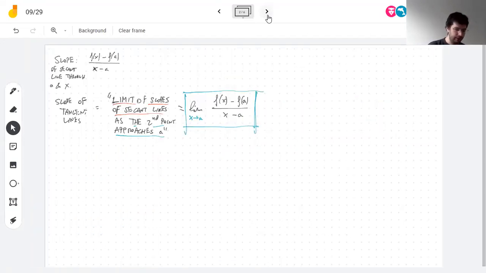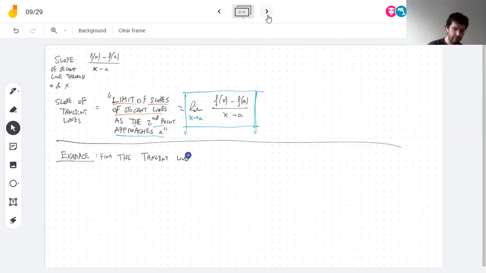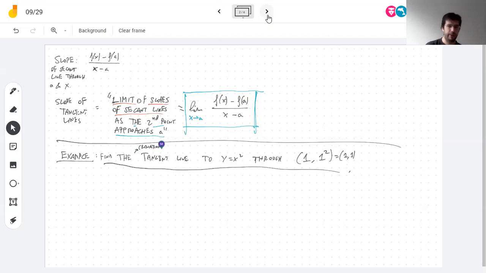So let's do an example. Let's find the tangent line to a parabola passing through the point with x coordinate 1. Its y coordinate is going to be f of 1, so 1 squared. So this is the question. By find the tangent line, I mean find the equation, and then we'll graph it and see if it looks tangent or not.